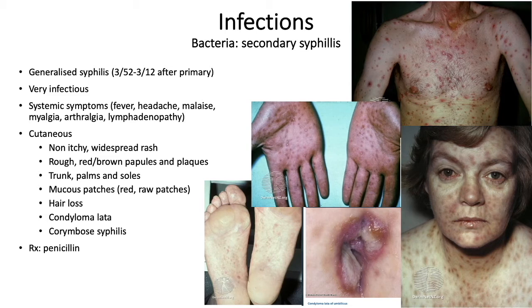These are grey-white moist plaques that can occur on the groin, the inner thighs, armpits, under the breast, and in this image on the umbilicus. You can also get mucus patches on mucosal surfaces, and these are red raw patches. You can get hair loss.